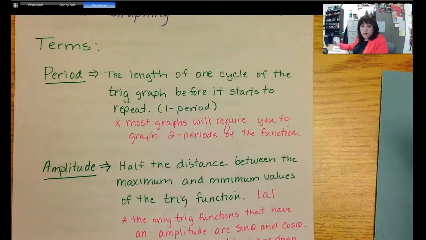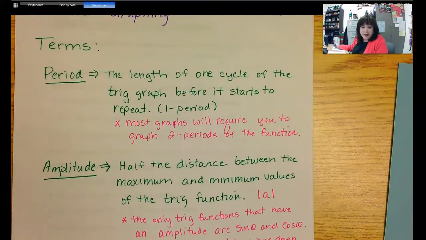The first one is what we call the period of the function or the cycle of the function. That's the length of one cycle of the trig graph before it starts to repeat, in other words, one period. Most graphs will require you to graph 2 periods of a function when you're graphing. Unlike your functions from Algebra 2, where you just kind of graph the absolute value or graph the quadratic and it was done, trig functions are what we call periodic functions. So they periodically repeat the pattern. And so every period is one graph. So usually we will ask you to graph 2 periods of the function.